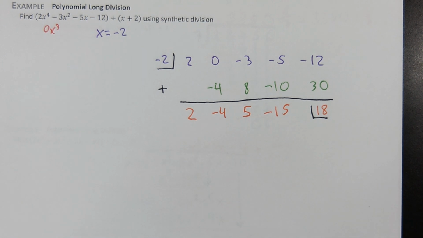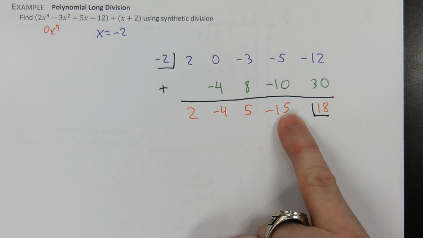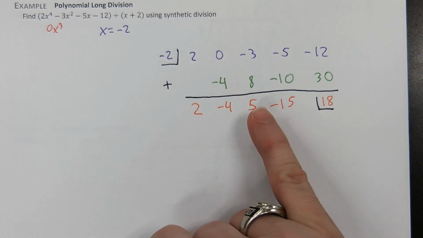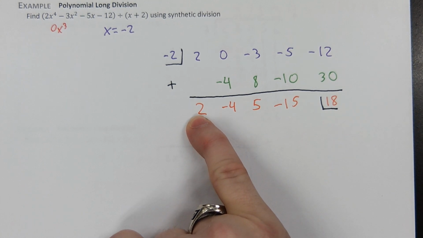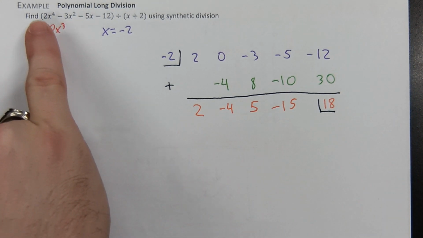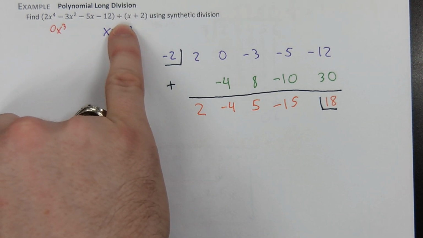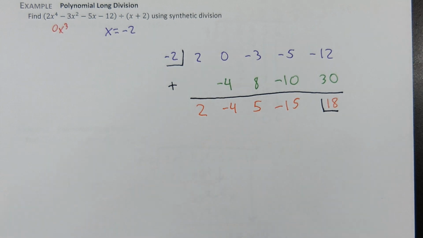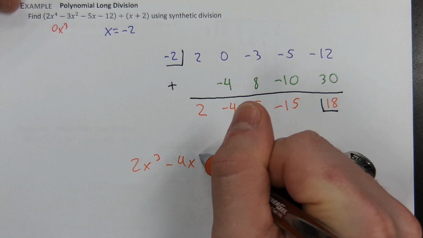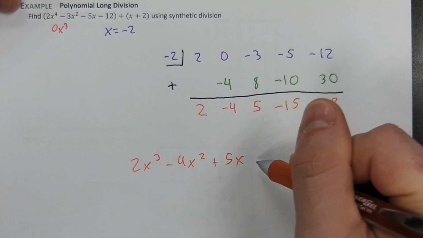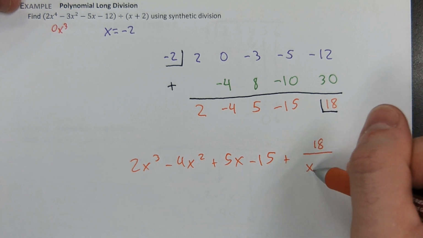It is always assumed that this thing here is a constant. So that means this is a constant. This is x to the first, x to the second, x to the third. Or you could have looked at it and said, if I divide a 4th degree by a 1st degree, I get a 3rd degree. So that guarantees that that is 2x to the third. 2x to the third, -4x squared, plus 5x minus 15, plus remainder over divisor.